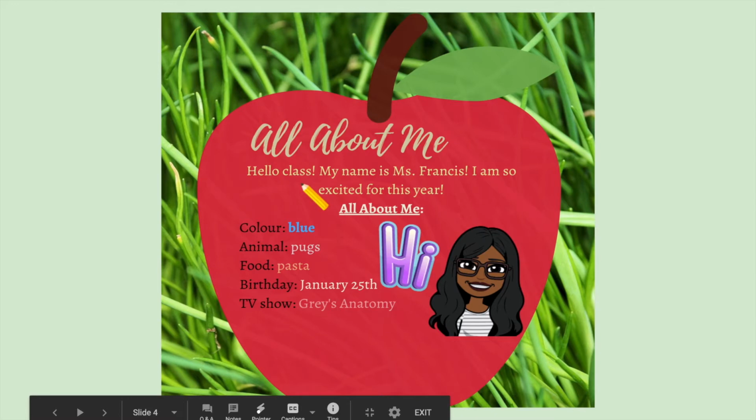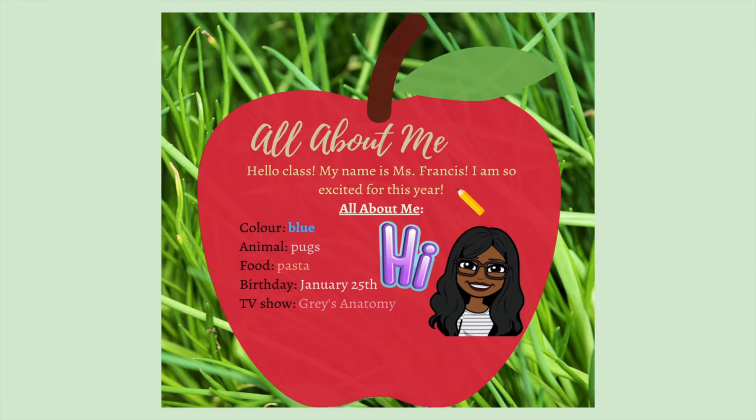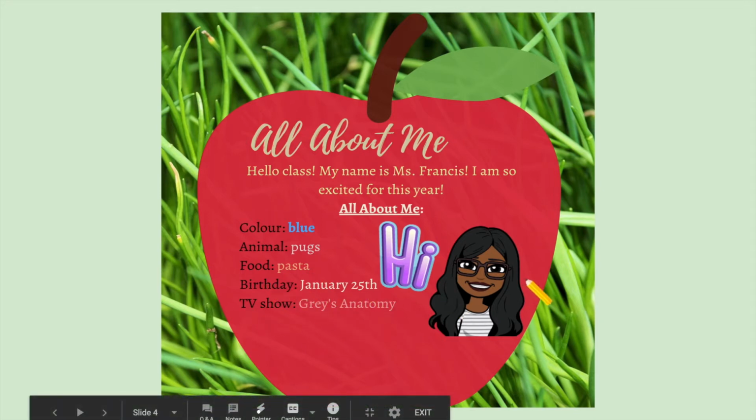all about me slide. And this is something that I'd show to the kids on the first day. This could also be theme related as well too. So I would talk about my favorite things about Christmas or Easter or books I'd read for Black History Month or perhaps my favorite things about summer. So currently, all about me, my favorite color is blue, my favorite animals are pugs, my favorite food is pasta, my birthday is January 25th, and my favorite TV show is Grey's Anatomy.